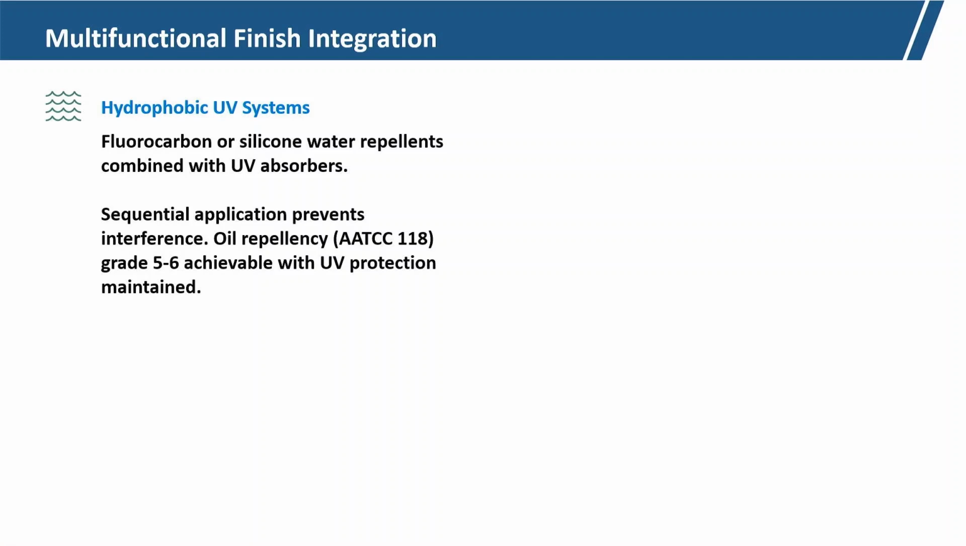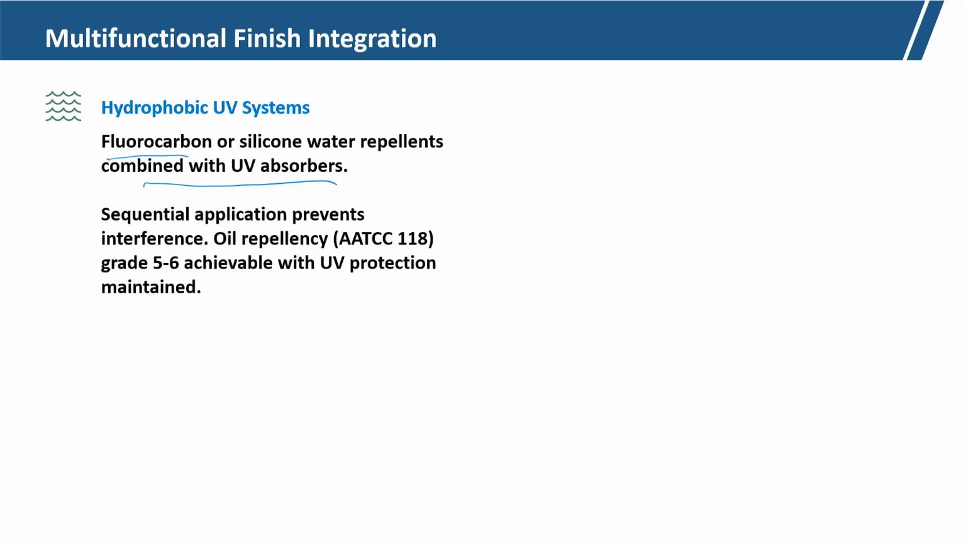If we want to incorporate hydrophobic behavior along with the UV absorber, in that case we can use fluorocarbon or silicone. These are water repellents combined with the UV absorber. So, we want to create a fabric which is hydrophobic in nature, but at the same time UV protective. In those cases we can use multiple components.